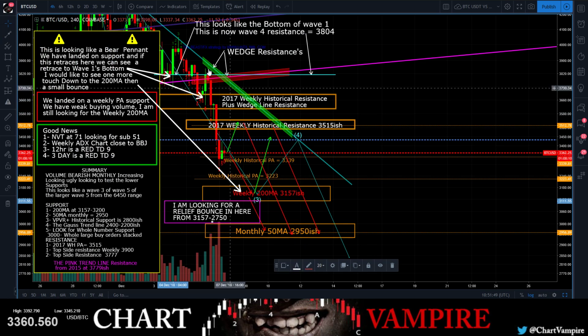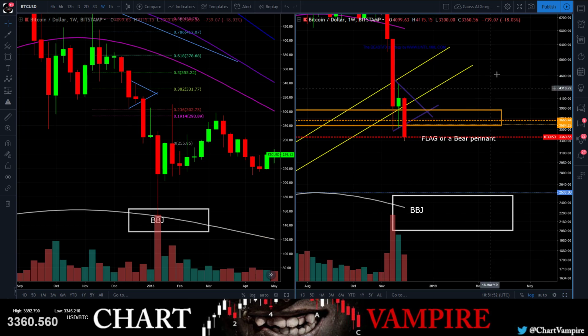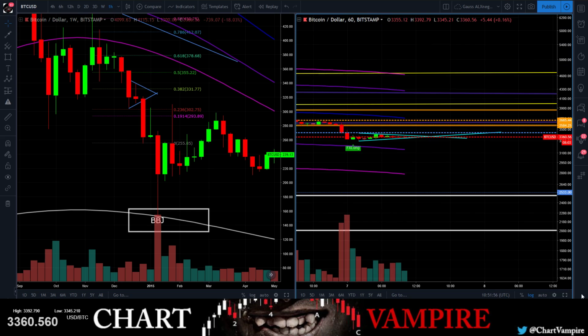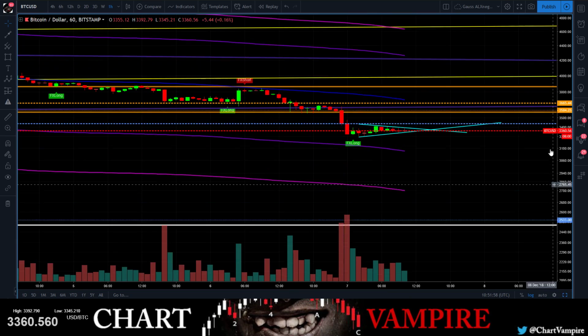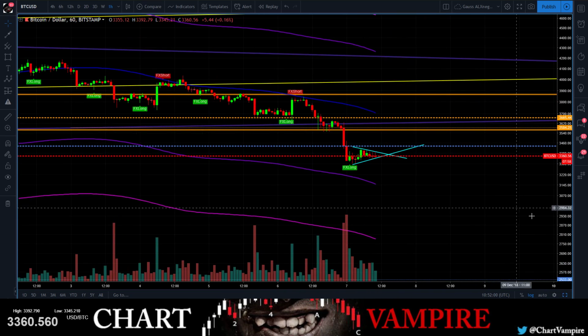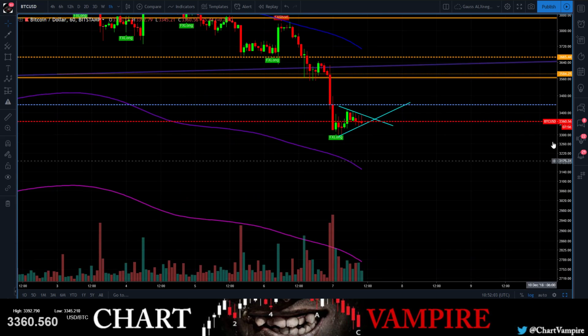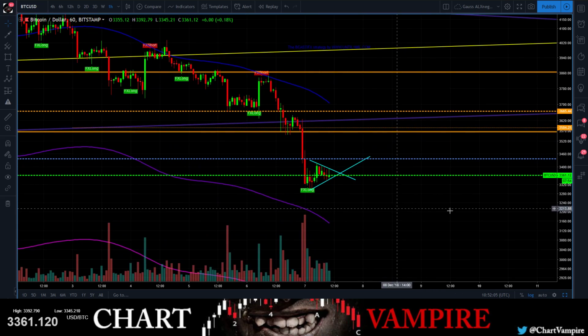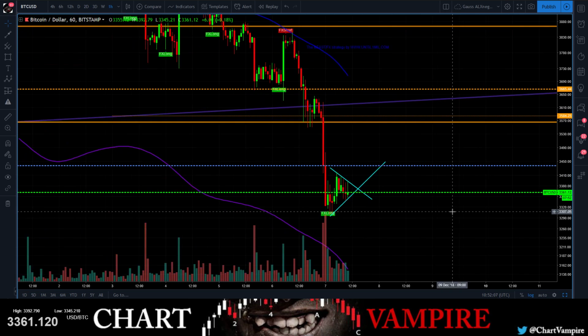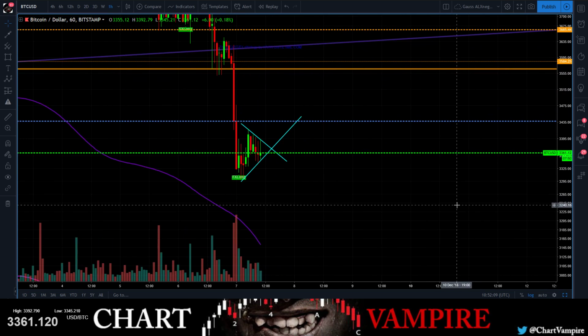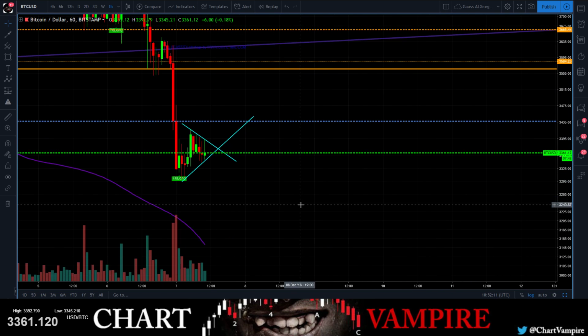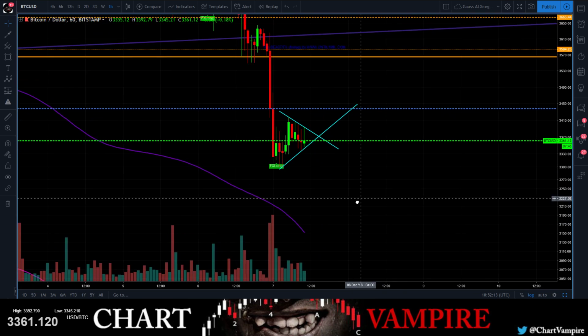So, looking inside the chart, I'll go back over here. This is where I made it. I'm going to pull this down to the 1 hour. All right, so here's our 1 hour. So you can see the wedge that we're in, the pennant. So here's the pennant we're in.